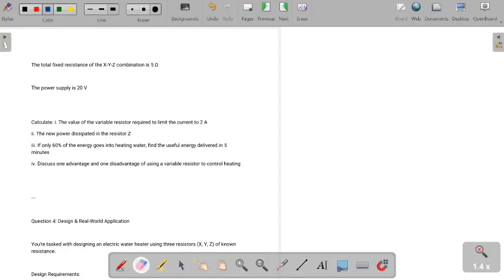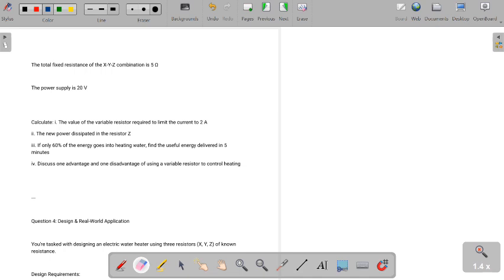So we continue with electricity problems, and these are becoming more interesting as we look at more. So let's look at a new one. It says the total fixed resistance of XYZ combination is 5 ohms. So the total of this combination, remember I showed you the circuit. That's the total of the resistors in the circuit, 5 ohms.